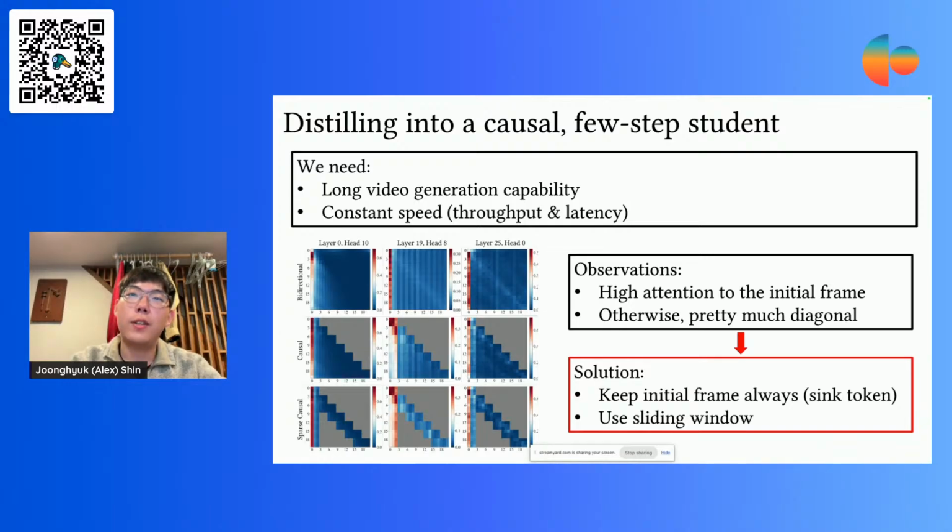We call it a sink token and keep it forever, and use a sliding window with a really short context, so that the model does not have to keep all the history, but only the first chunk and the most recent chunk. So we're basically keeping the attention context fixed at a size of like 3 or 5. Throughput, latency, speed, everything is constant without significant quality degradation.